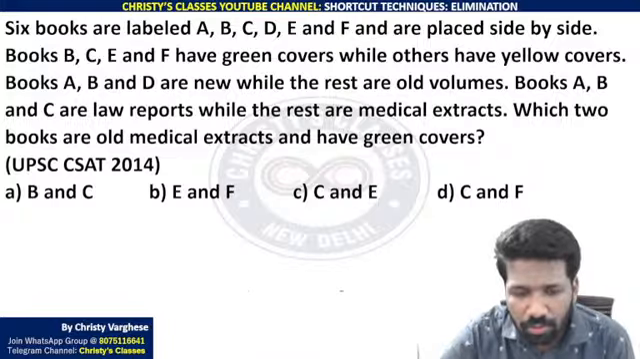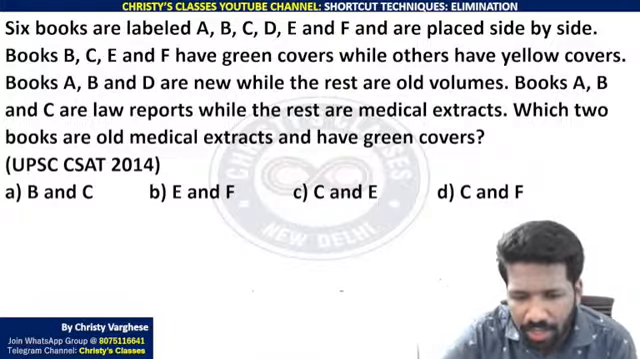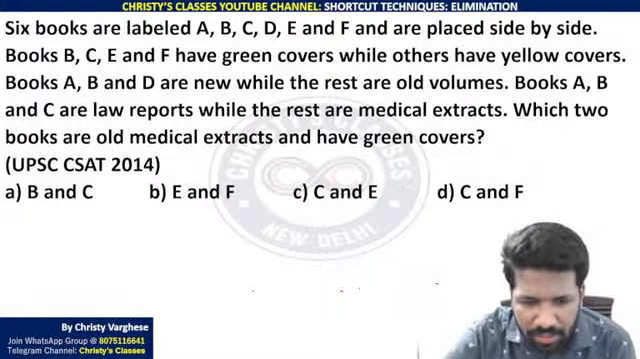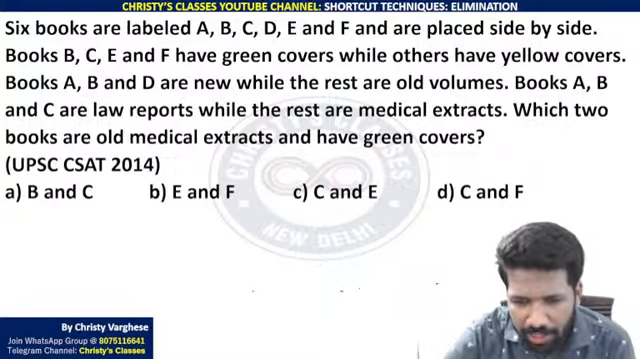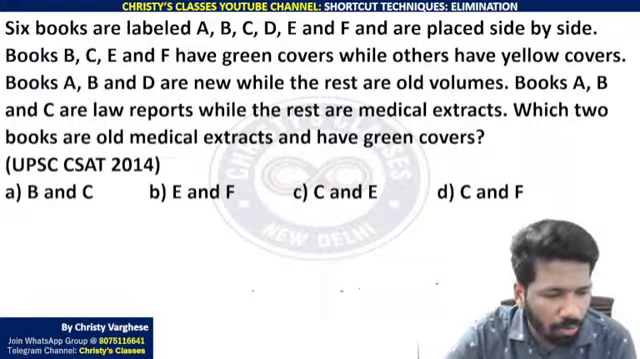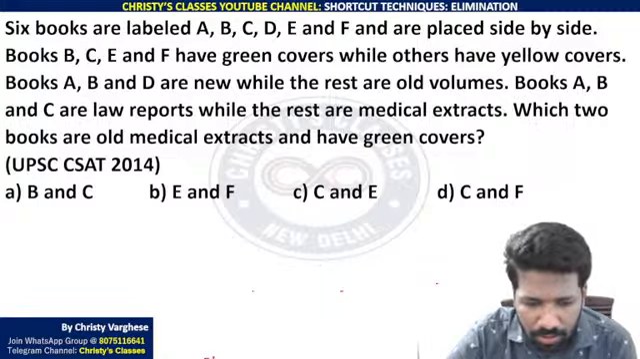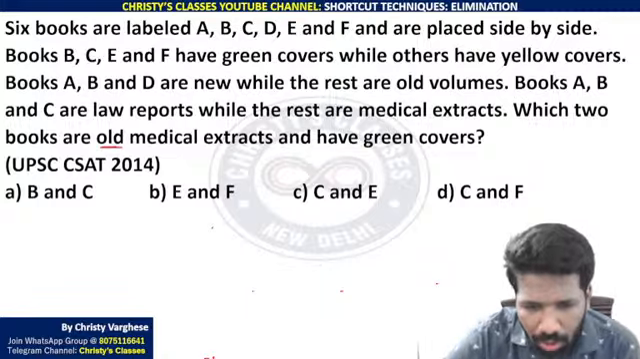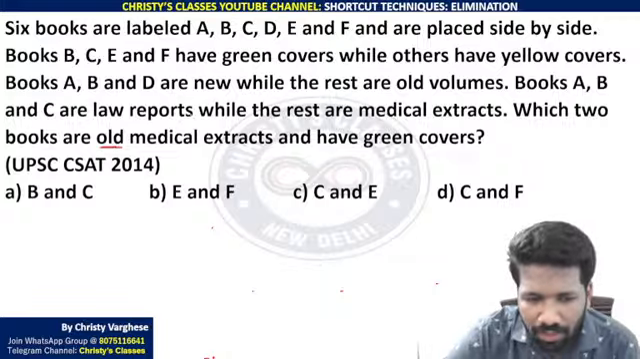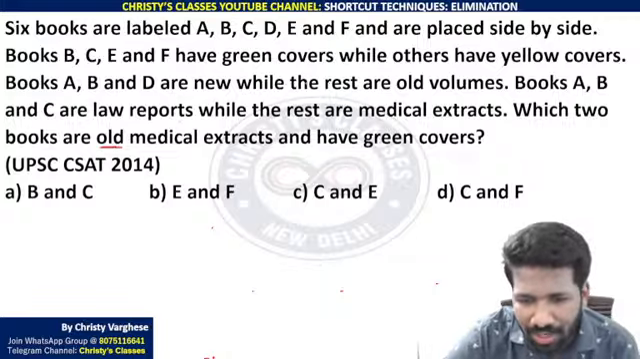Which two books are old medical extracts that have green cover? So here the types of books are medical extracts and law reports, the condition of the book is new volume and old volume, and the color is green and yellow. So here also you do the similar idea. Old and new. So old we need, that means new ones we don't need.